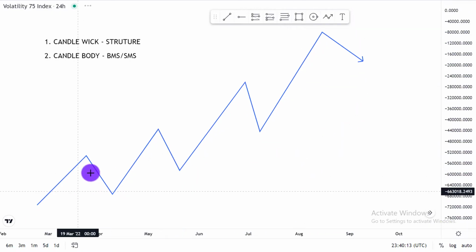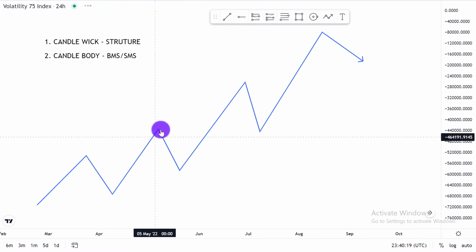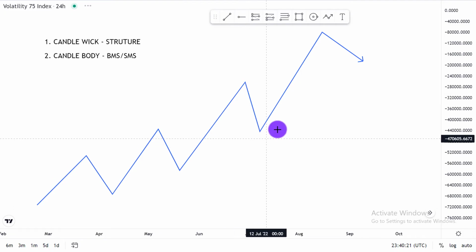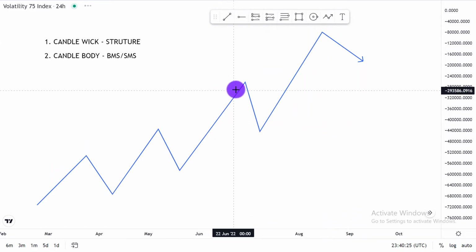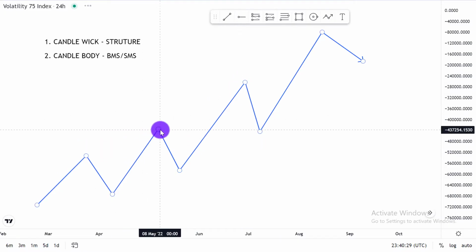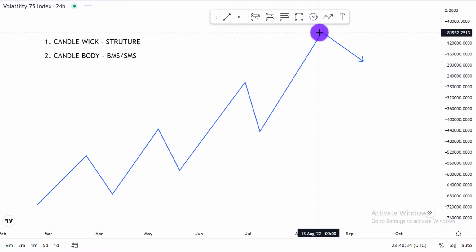So it's the candle wicks we are using for structure. Candle wick here, higher high; candle wick, higher low; candle wick, higher high; candle wick, higher low. That's what we use to identify structure itself. So all these are structure, structure, structure, structure.